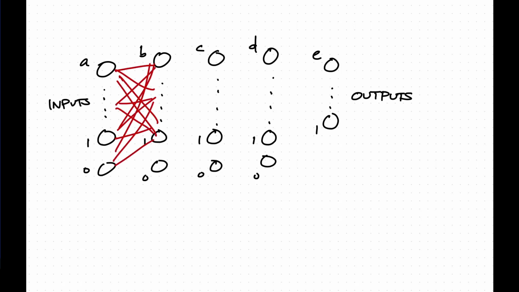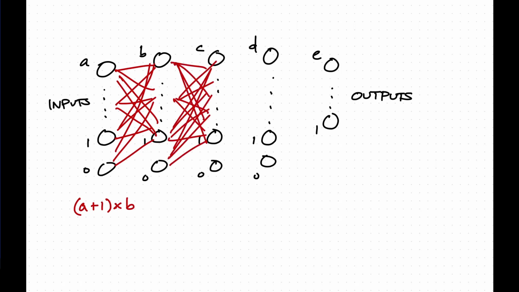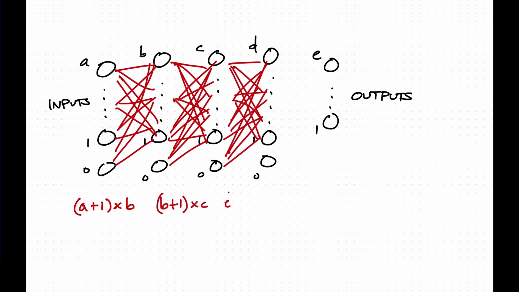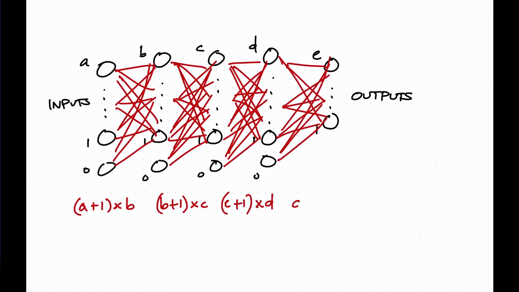The dense layer by itself, the way to compute the number of red lines there is simply by taking the number of inputs A, adding 1 for the bias, and multiplying that times B. Okay, we can do that for the remaining layers as well. So on the second layer, we have B plus 1 times C. The next layer, we have C plus 1 times D. In the last layer, we have D plus 1 times E.